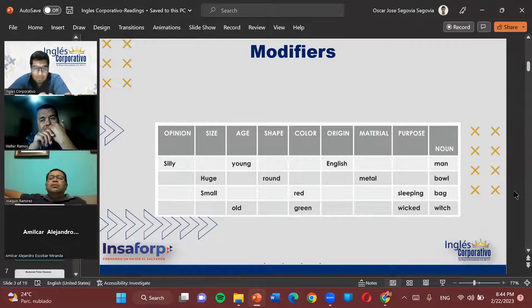¿Sí, Walter? Question. When you structure a sentence using some modifier, is it necessary to separate by commas or no?